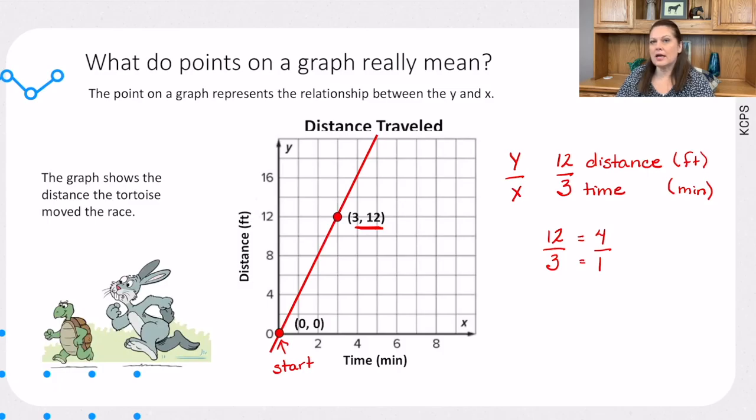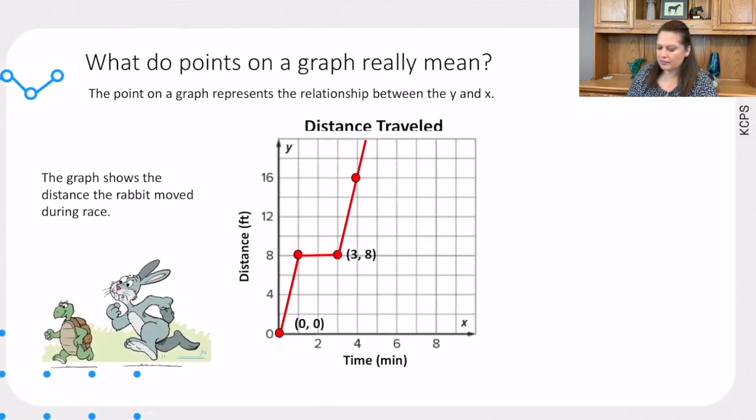When my denominator is 1, that's going to be my unit rate, so I can say 4 feet per 1 minute, or per minute, whichever sounds correct to you. Okay, so the tortoise is actually traveling 4 feet per minute, which for a tortoise I think is kind of fast. But let's go on.